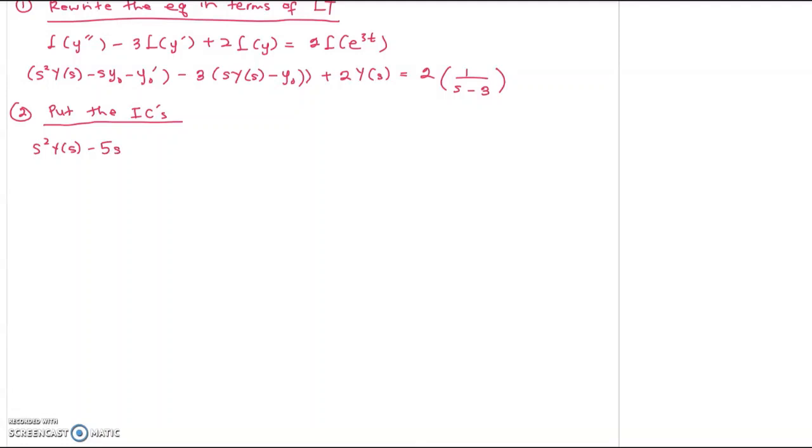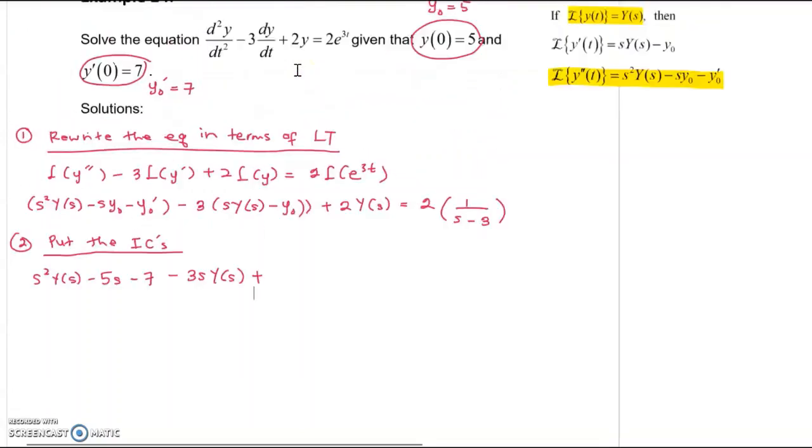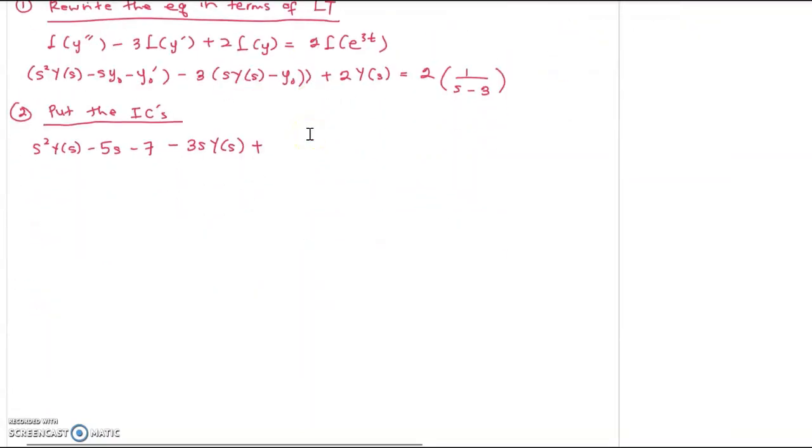Okay, minus y naught prime. Y naught prime is 7, so minus 7 minus 3sYs. Okay, so be careful here. We have negative 3 times negative y naught, so it is actually positive. So plus 3 times y naught. Okay, so y naught is 5, so 3 times 5 is 15. So I straight away put the plus 15 over there. Plus 2Ys equals 2 over s minus 3 at the right hand side.